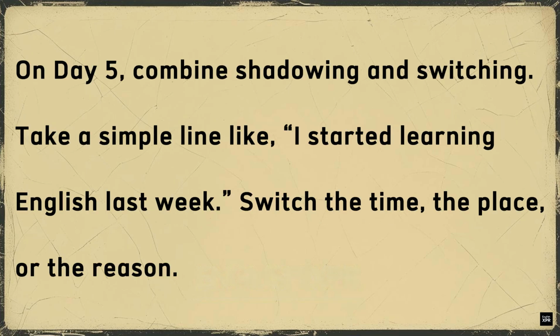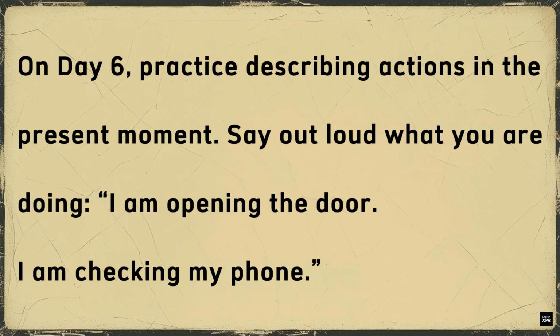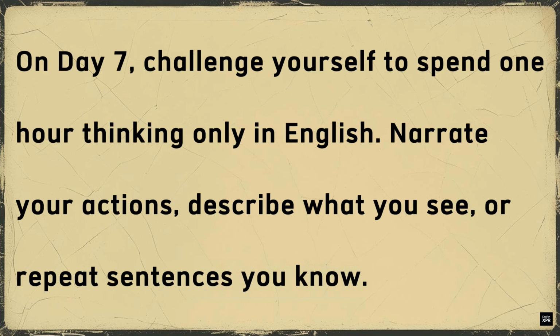On day 5, combine shadowing and switching. Take a simple line like, I started learning English last week. Switch the time, the place, or the reason. On day 6, practice describing actions in the present moment. Say out loud what you are doing. I am opening the door. I am checking my phone. On day 7, challenge yourself to spend 1 hour thinking only in English. Narrate your actions, describe what you see, or repeat sentences you know.